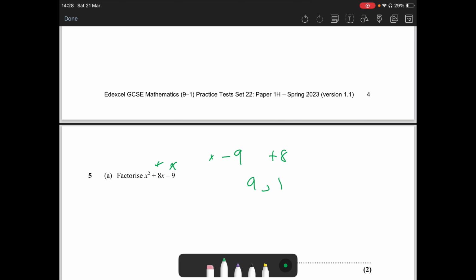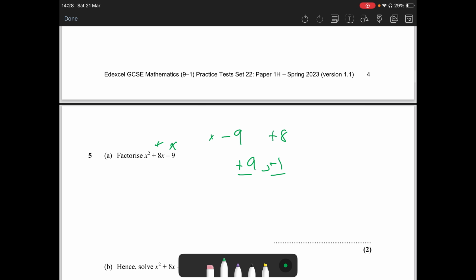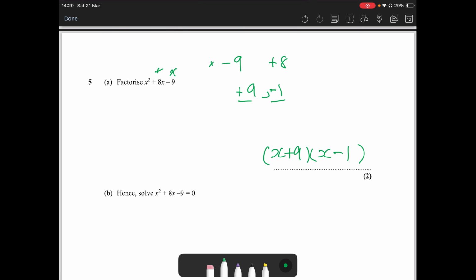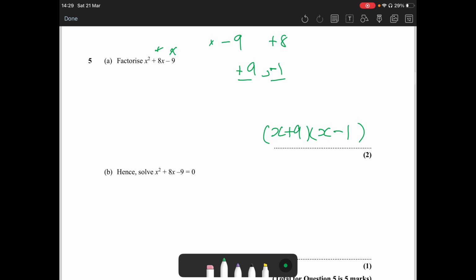But which one's the negative? It's going to be the negative 1. That's the negative, and the positive 9. That's the positive, because when you add these, you are still left with a positive number. So let's put this in double brackets. x plus 9, x minus 1. You can write x minus 1 first and then x plus 9, but the negative must be in front of the 1 and the positive must be in front of the 9. For example, if you said minus 9 in one of your brackets, that would be totally wrong.